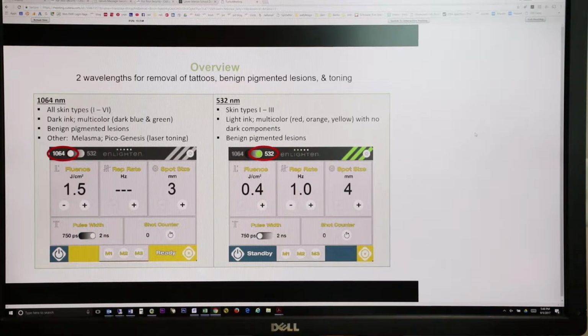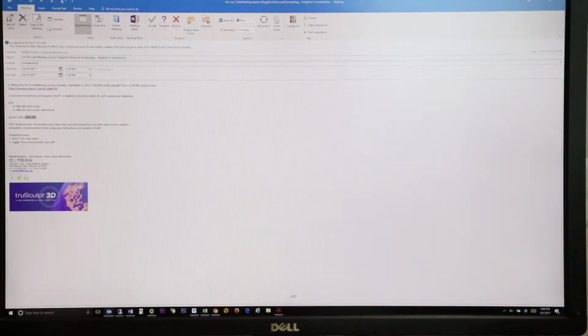So we at Cutera recommend that you only use this for your skin types 1 through 3, because any higher can pull out their normal pigmentation and cause adverse events because it's too strong for their skin type. So then we have to revert to the 1064 when treating these patients.